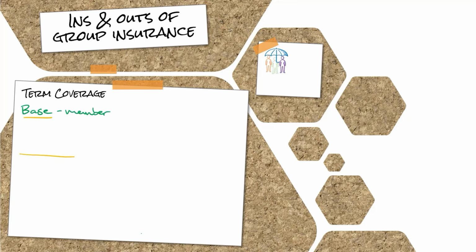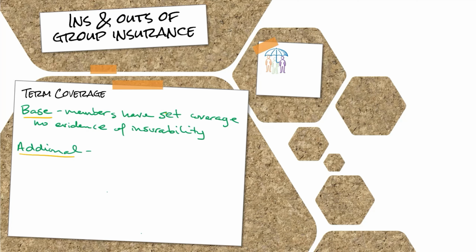So we're going to start off with term coverage and what members get when they are part of a group plan. All members have a set base coverage, and that's provided to them with no evidence of insurability. That base coverage is annually renewable, and they get that same base amount of coverage every single year. Whether it's $25K or $30K, it just depends on the contract.